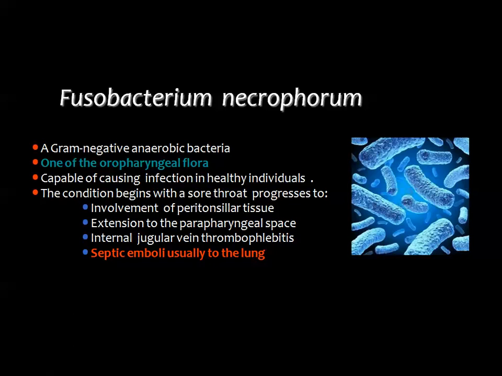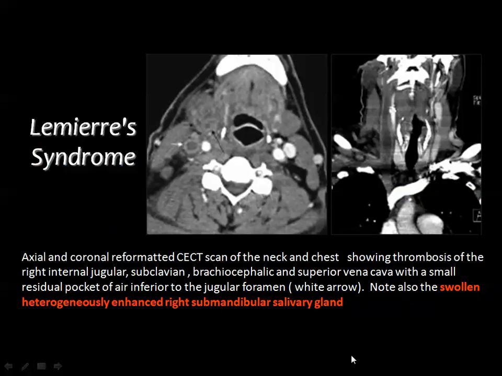Then the condition may start with a sore throat, which may progress to involvement of the region surrounding the tonsil, then extension to the parapharyngeal space. And you know from the previous lecture that parapharyngeal abscesses are extremely dangerous because they have the ability to affect the internal jugular vein and also the carotid arteries. Then septic emboli usually go to the lung.